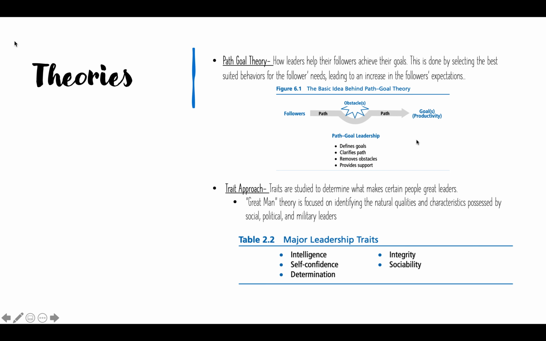So as you can see in figure 6.1, the followers are on a path, and once they hit obstacles, it's the leader's choice to know what they can do to help their follower continue on the path to achieve their goal. The next approach is a trait approach.